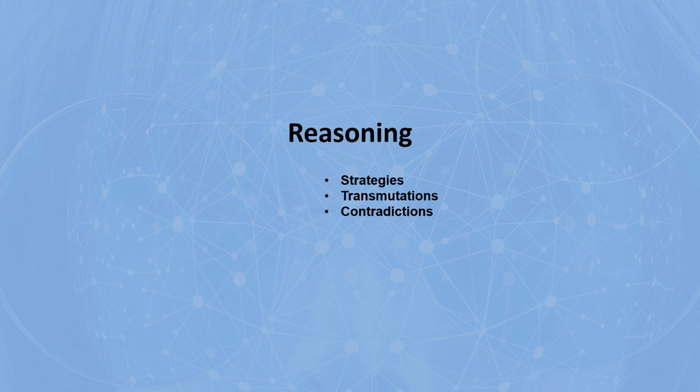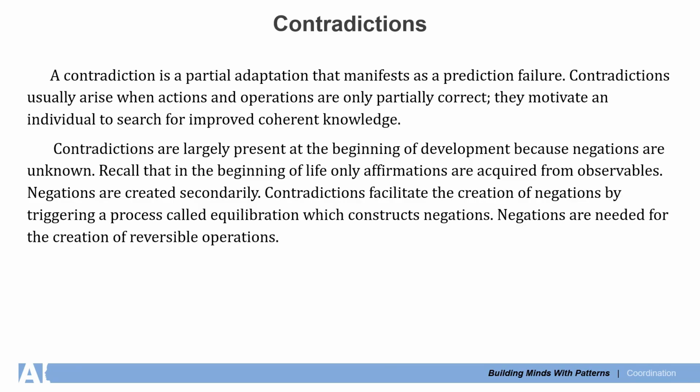Reasoning contradictions. A contradiction is a partial adaptation that manifests as a prediction failure. Contradictions usually arise when actions and operations are only partially correct. They motivate an individual to search for improved coherent knowledge.